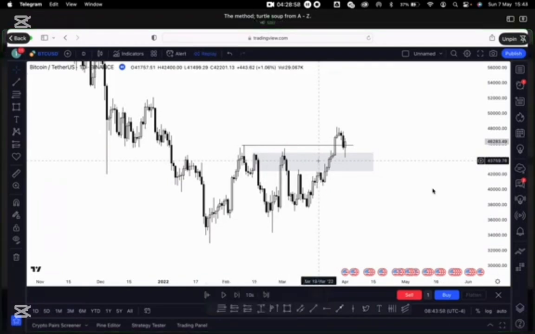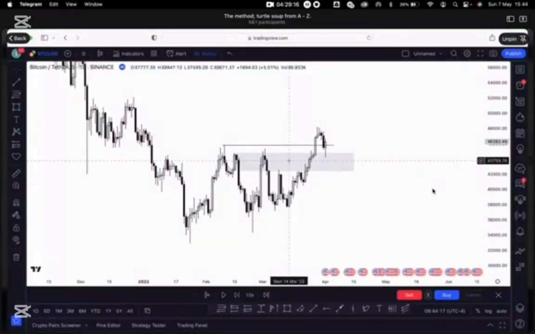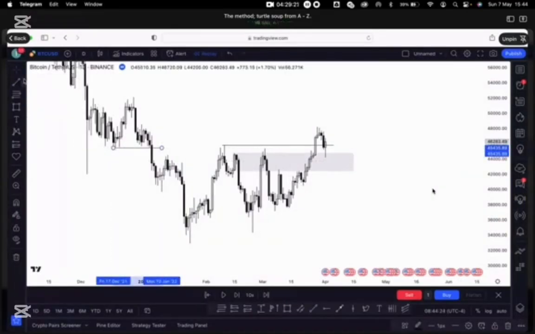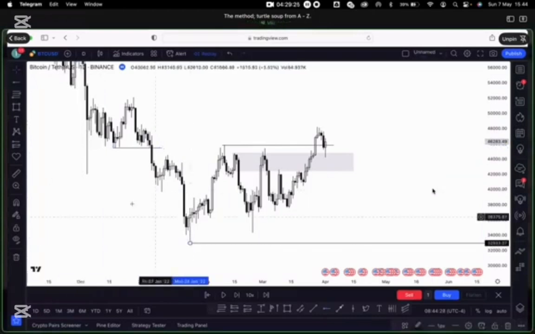No. As price taking lows and breaking highs on a previous, I think it's on March. All right. So are we breaking highs? Wait. And are we rejecting lows? No, yeah, we are rejecting lows.